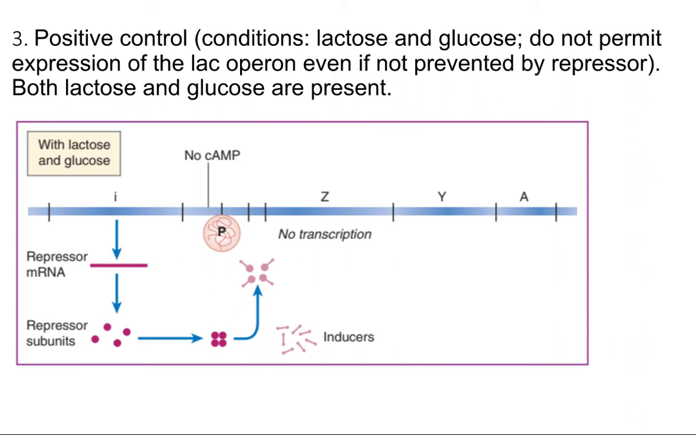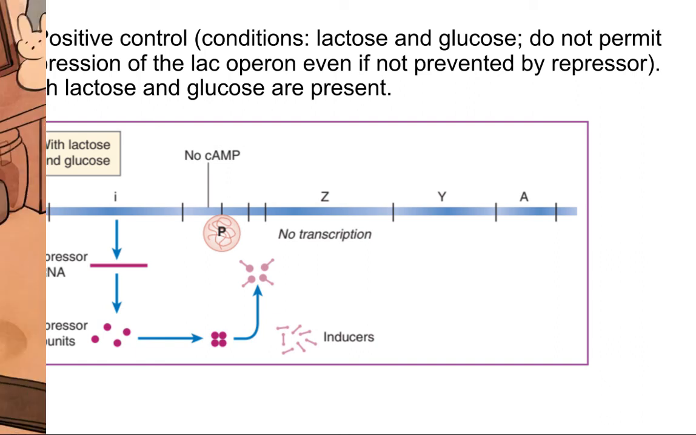Next, last but not least, the condition with lactose and glucose. If both lactose and glucose are present, the regulatory mechanisms act to avoid wasteful expression of the lac operon. Even though the repressor is inactivated by the presence of lactose, RNA polymerase cannot bind to the promoter since the CAP-cAMP complex is absent owing to the presence of glucose.